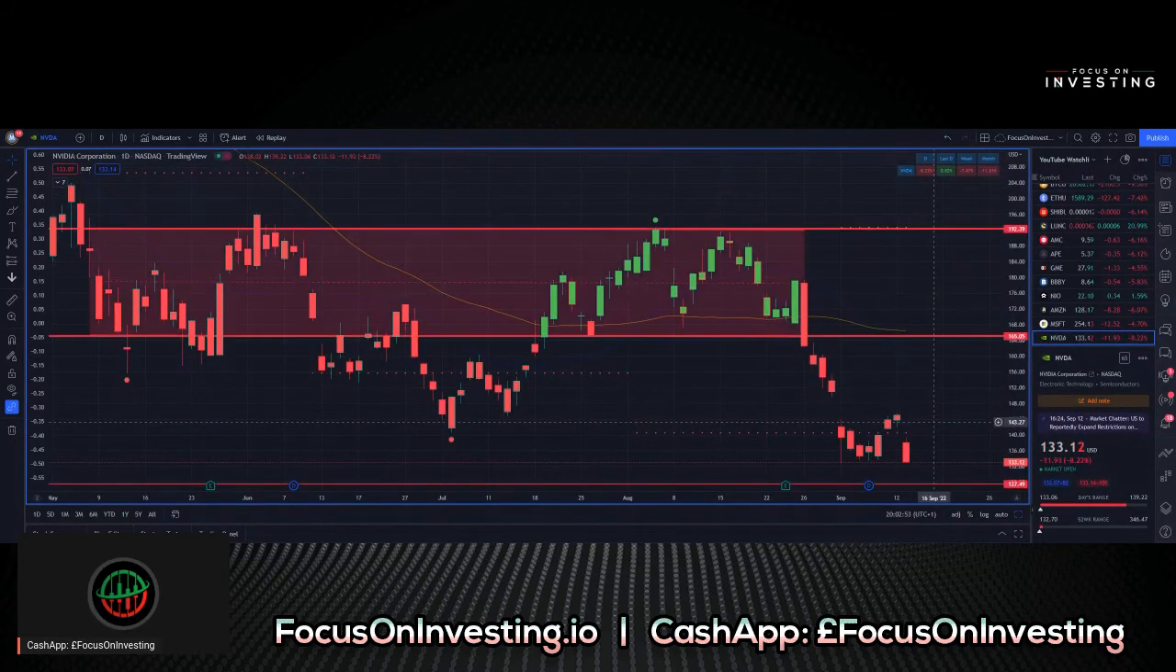Our next chart is Nvidia Corporation, ticker symbol NVDA. Current price is $133.12. Price is currently down 8.24% for the day. Market is still open, and trend filter is red.